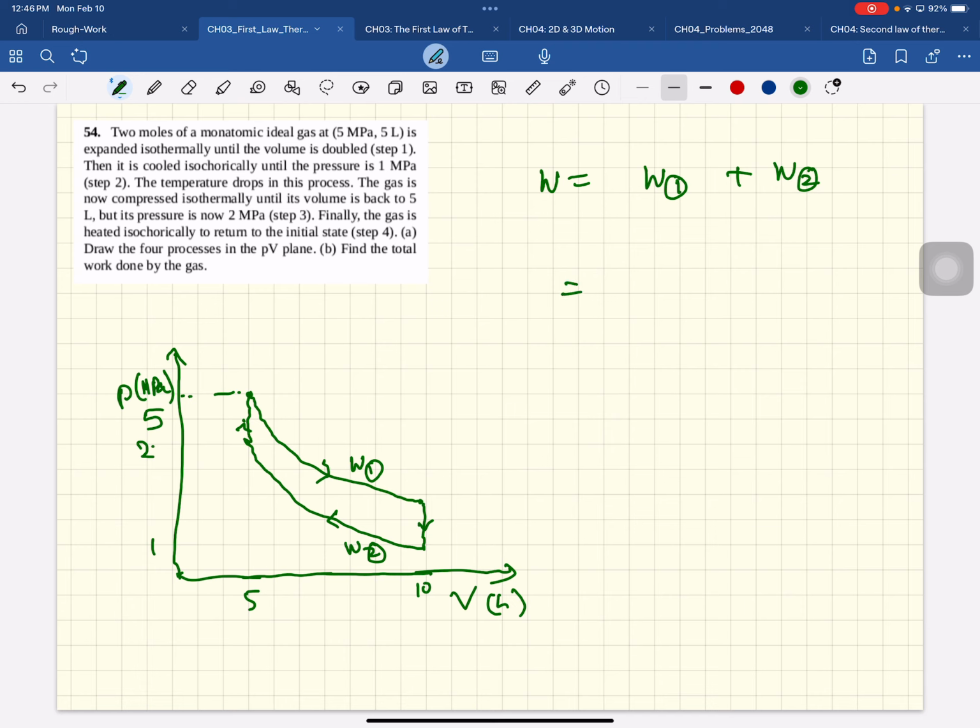And you guys can look up, what is the work done during this process? Zero. Work done here is zero. All right, look up your formula: nRT log V final over V initial.